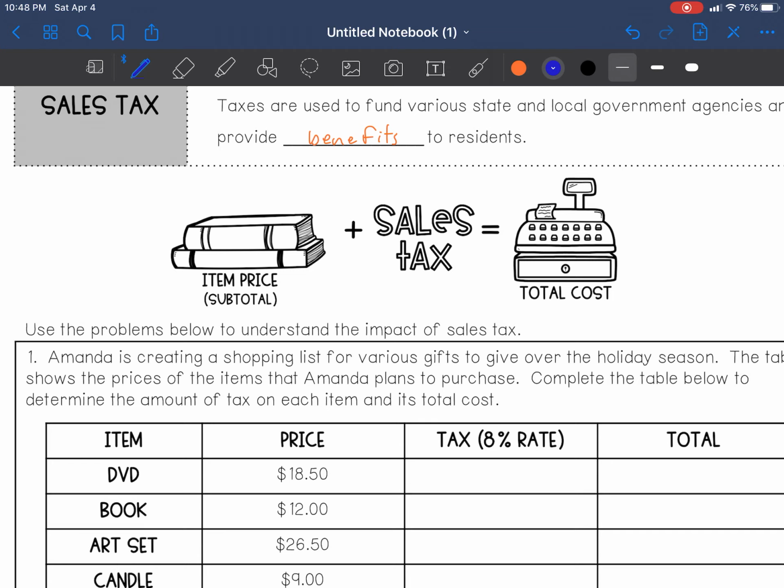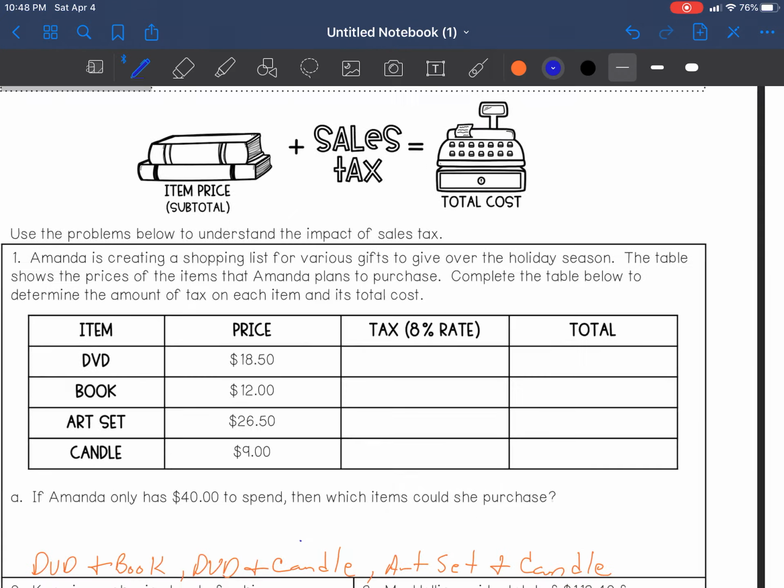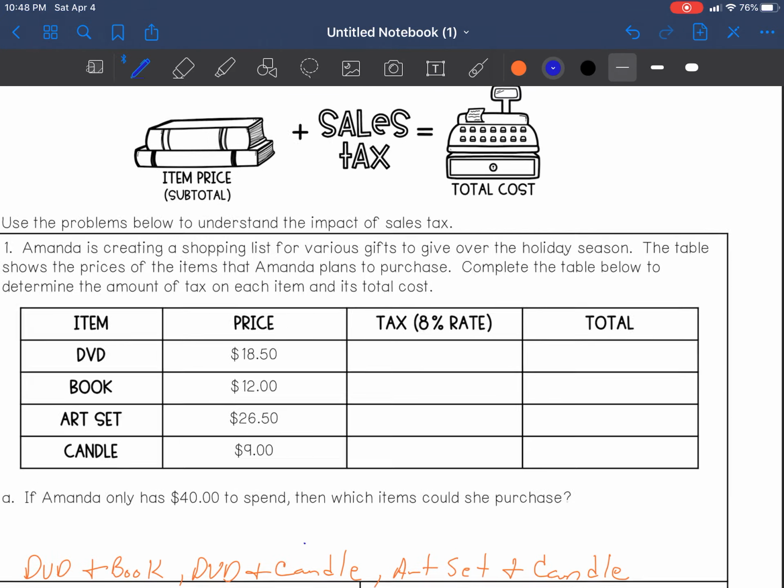Now here's an example. It says item price, which is your subtotal, plus the sales tax equals the total cost. So whenever you see things that say, oh, $50 or $59.99, that's not going to be the only amount you're going to end up paying because you have to find out what your sales tax is. When you find out what your sales tax is, you add it to that total, and that will give you the amount you're going to have to pay. So let's look at our first examples.